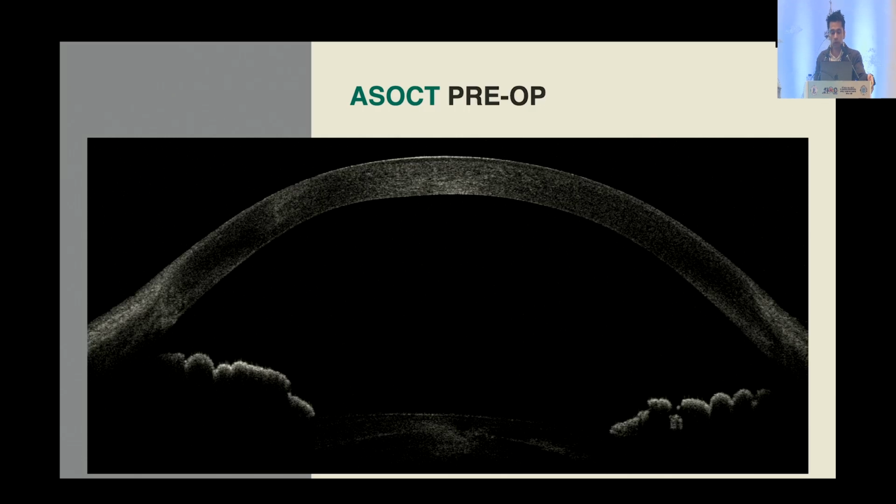The second step is we do a pre-op ASOCT to see what the size of the iris is. The iris can be dilated at some points, you can have Urrets-Zavalia syndrome, and so on and so forth. So you want to be aware of this.